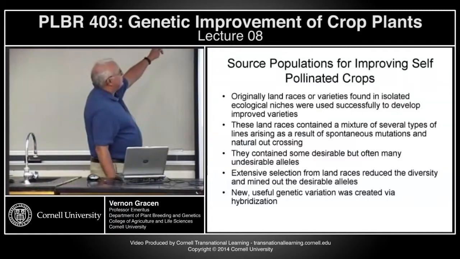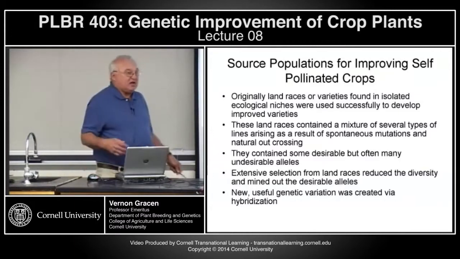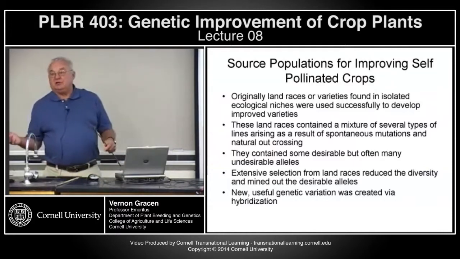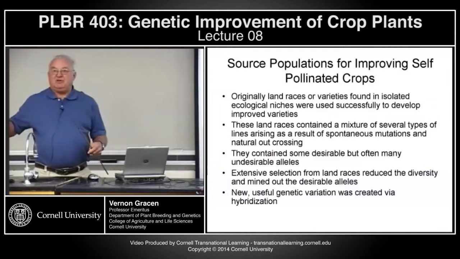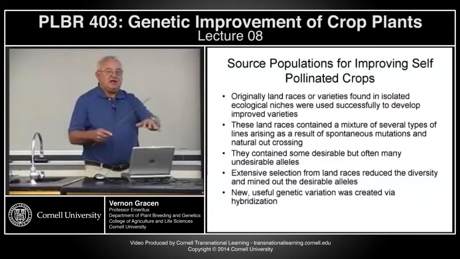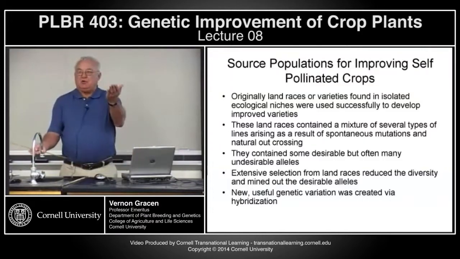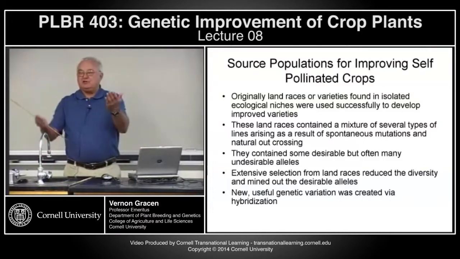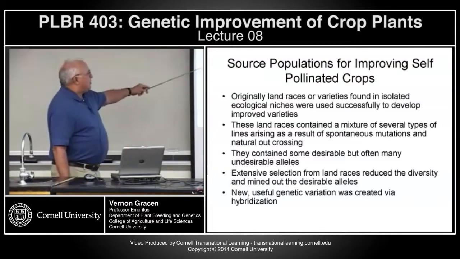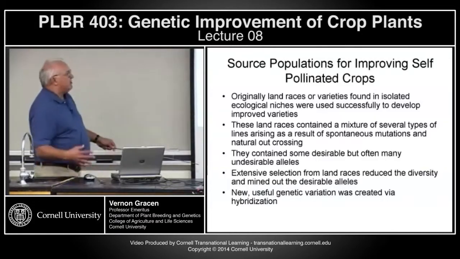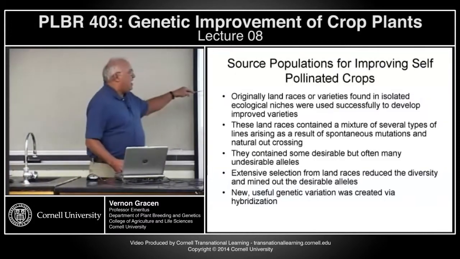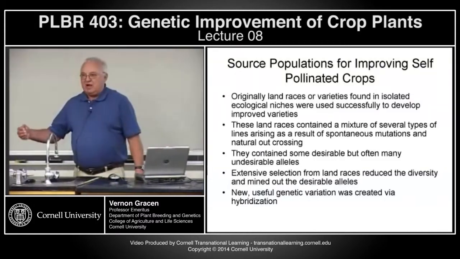Just to backtrack just a little bit, as I said, originally the land races had lots of variability. They contain a mixture of several types of lines. So if you were breeding wheat 50 or 100 years ago, it was very easy and very useful to bring in a series of land races and just select individual lines, pure line cultivars out of those races, and you're often running with pure line varieties. They contain desirable alleles, but often many undesirable. Well, the extensive selection from those land races reduced the diversity and sort of pulled out the desirable alleles to put in our elite varieties.